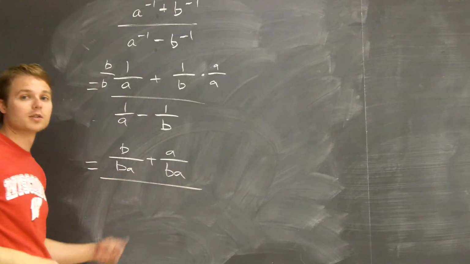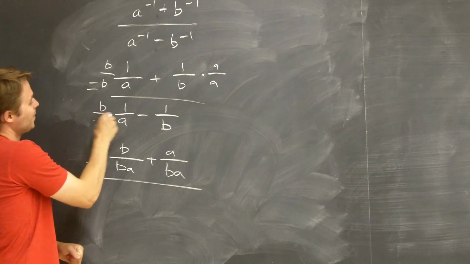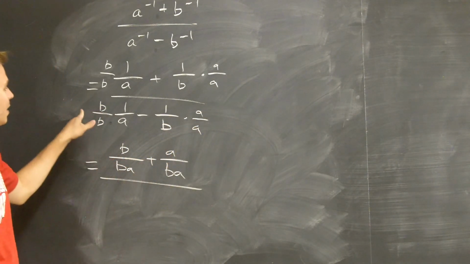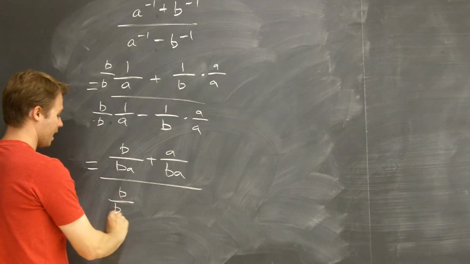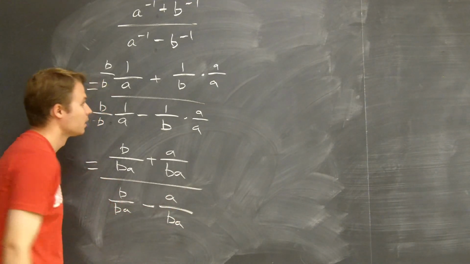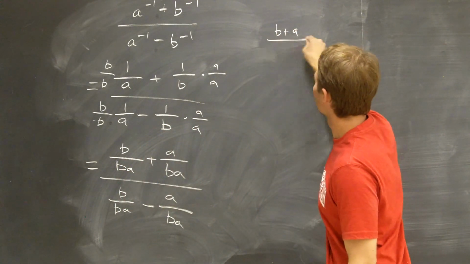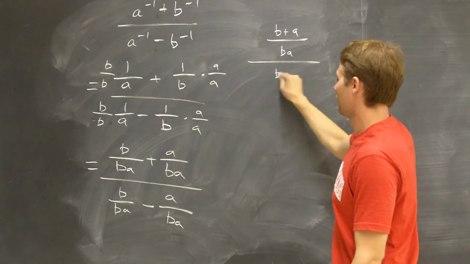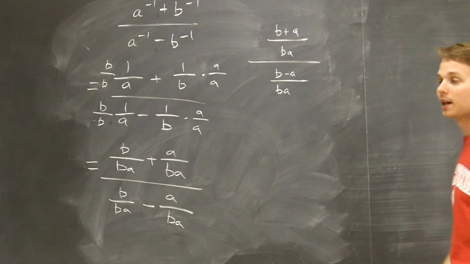So then I have common denominators, so the next step I can put them together. I'm going to do the same thing here. I'm going to make the common denominator a times b. So I multiply this one by b over b and this one by a over a. So this will become b over ba minus a over ba. And now when I go to combine these, I'll end up getting b plus a over ba in my numerator, and then b minus a over b times a in my denominator.